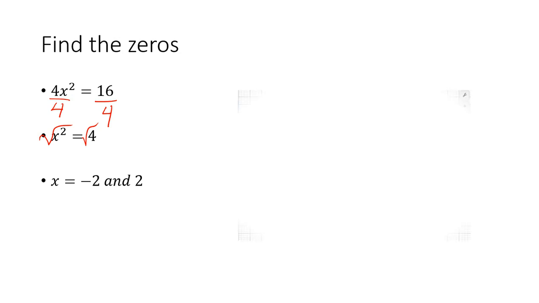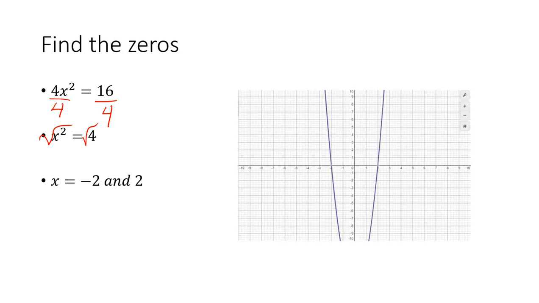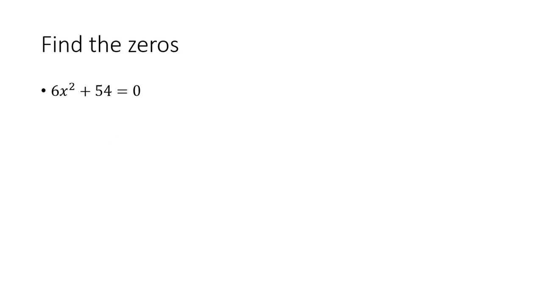Now, if you were to graph this, you end up getting your function looking something like this. Same thing again: here are our solutions. It's where we're crossing the x-axis. That's what we're looking for, where the function crosses the x-axis. So negative 2 and positive 2 in this case, solving for x.